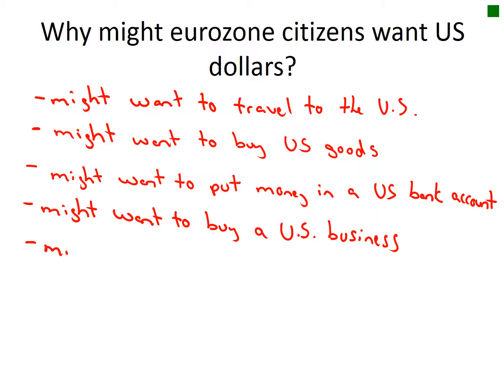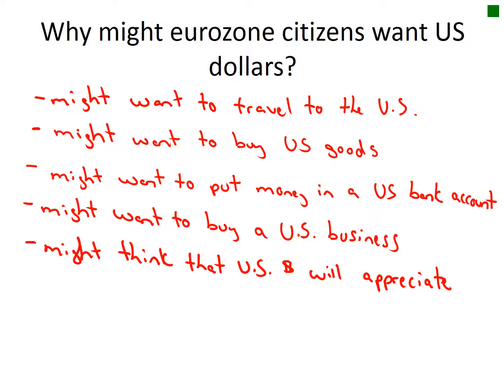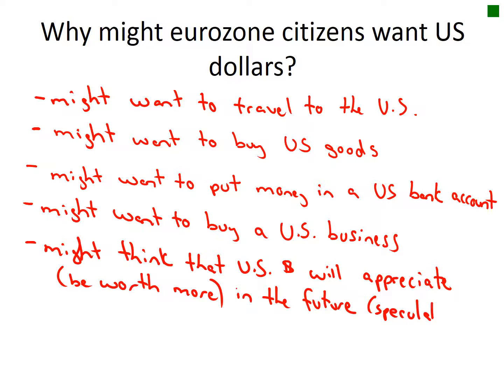Or they might think that the US dollar will appreciate, so be worth more in the future. So what citizens might do is to buy the US dollar now, hoping that it's going to appreciate, and then sell the US dollars when they're worth more. And this is known as speculation. And I'll just put etc. There could be other reasons as well.